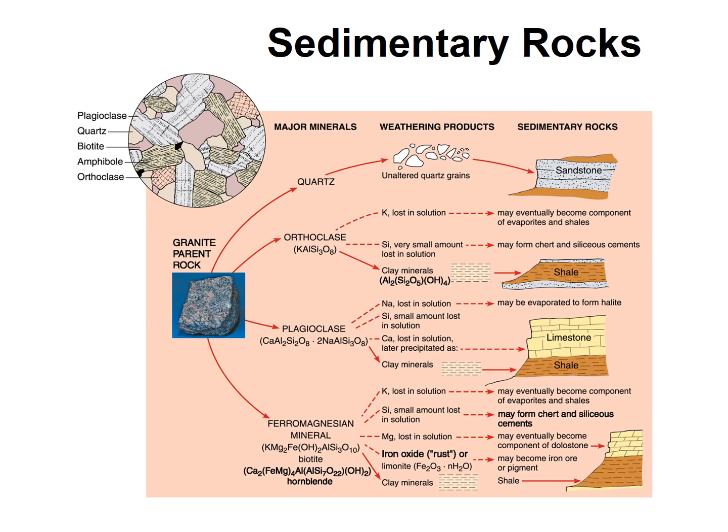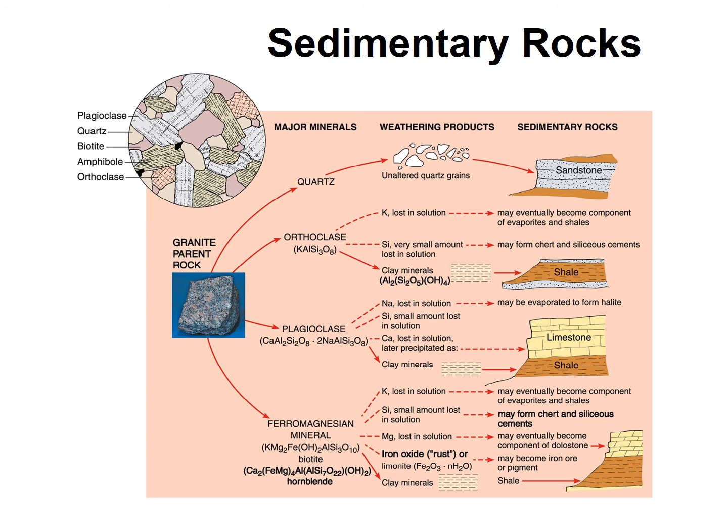Granite is an igneous rock. Granite contains minerals such as plagioclase, quartz, biotite, amphibole, and orthoclase. Orthoclase and plagioclase are mainly silicate minerals, lighter in color. They are going to form clay minerals. The chemical weathering of feldspar minerals like orthoclase or plagioclase will form kaolinite, or clay minerals.